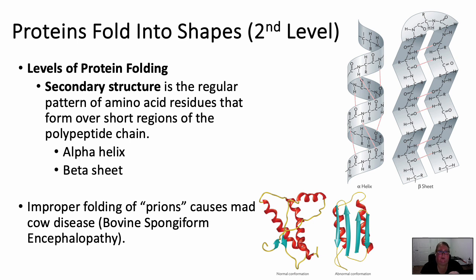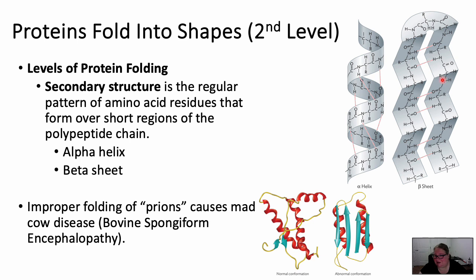Now, in secondary structure, we call this the local folding. Okay, so we're going to start to fold little pieces of the protein. Okay, in secondary structure, we only make two types of structures. We make the alpha helix, which is this kind of curly fry shaped guy, or we make a beta pleated sheet.